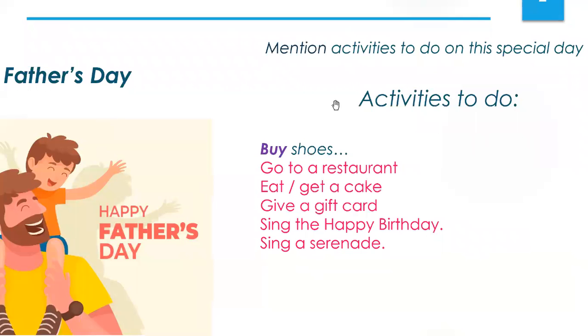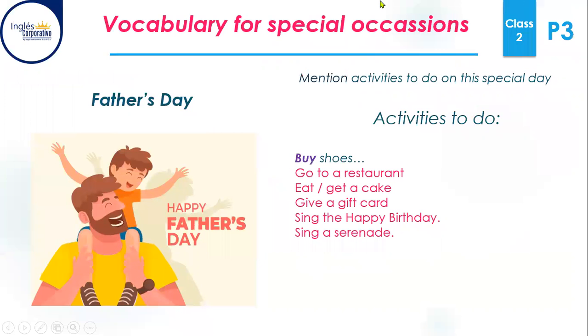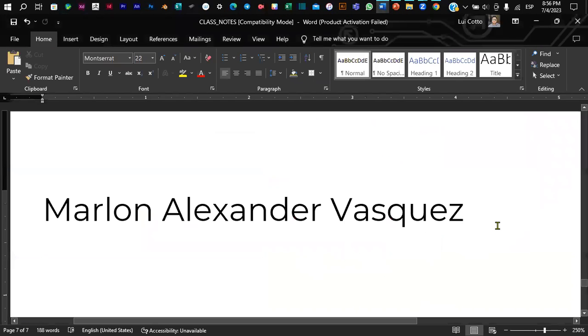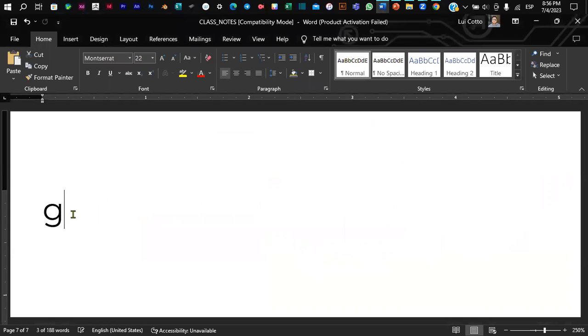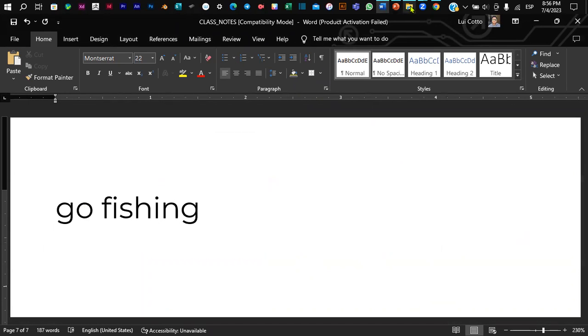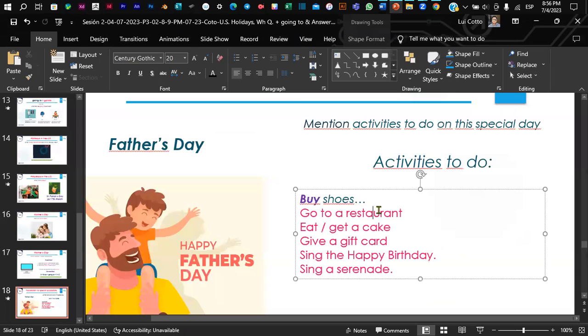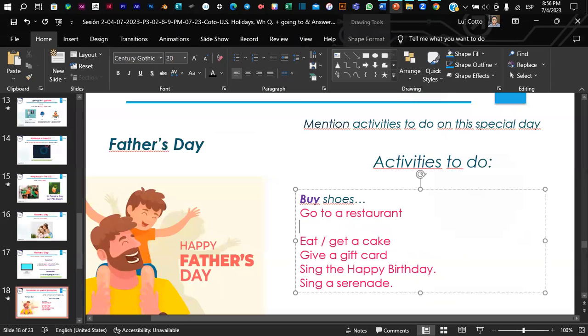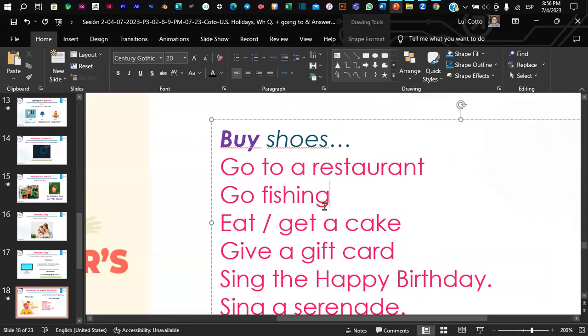Okay, guys, this part about the activities, what can you do for Father's Day? What type of activities? ¿Qué actividades se pueden hacer in Father's Day? For example? De pesca, no, ir de pesca. Ah, ir de pesca in English. Ir, el verbo ir. Go fishing, correct. Go fishing. Okay, we can add it. Aquí lo podemos meter. Go fishing.